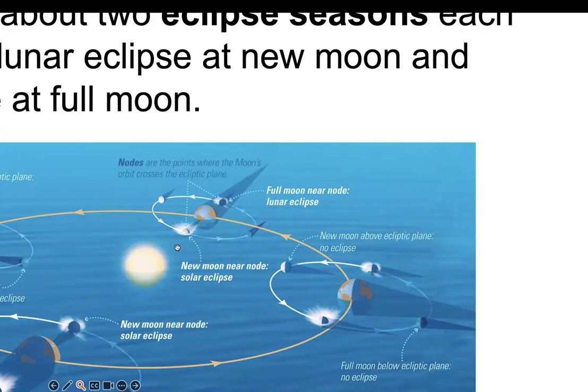So you have to have these points where the moon is passing through a node, and the node is where the moon's orbit crosses the ecliptic plane. It's just the intersection of those two orbital planes, the orbital plane of the lunar orbit and the orbital plane of Earth's orbit. And when they intersect, that's where you have a chance of having an eclipse. That means you have to have a new moon coincide with that node.